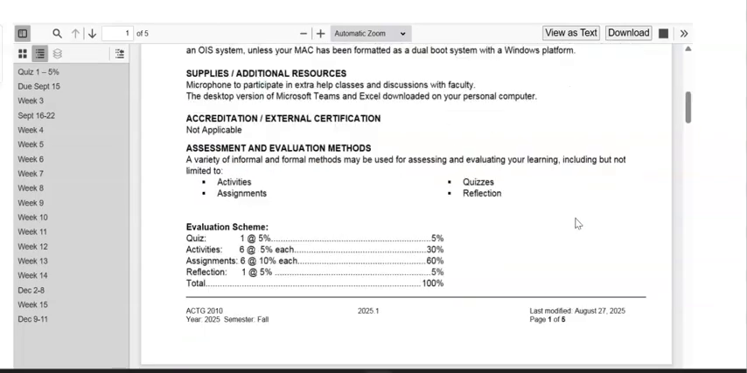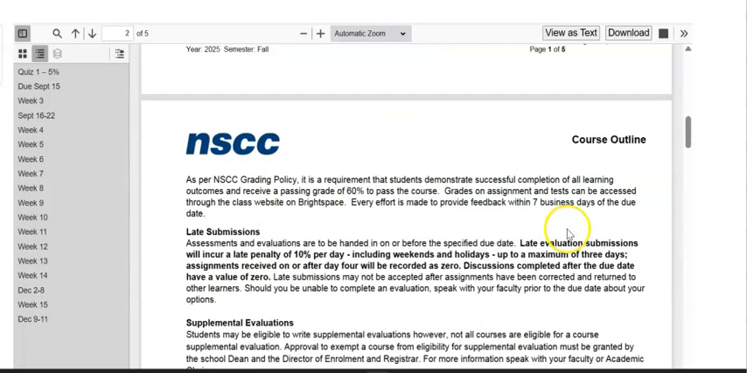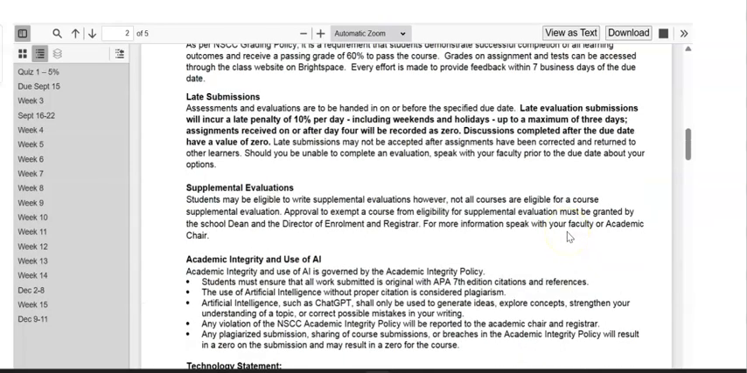Okay, so what we're going to do is we're going to have a quiz, we're going to have activities, we're going to have assignments, and in the end, we're going to have a reflection so that you can look back on everything you learned in the course and see what resonated with you. The late submissions, after 3 days, it's an automatic 0.